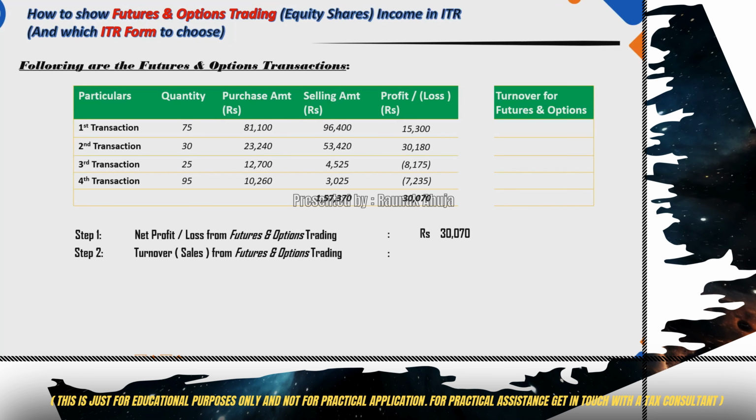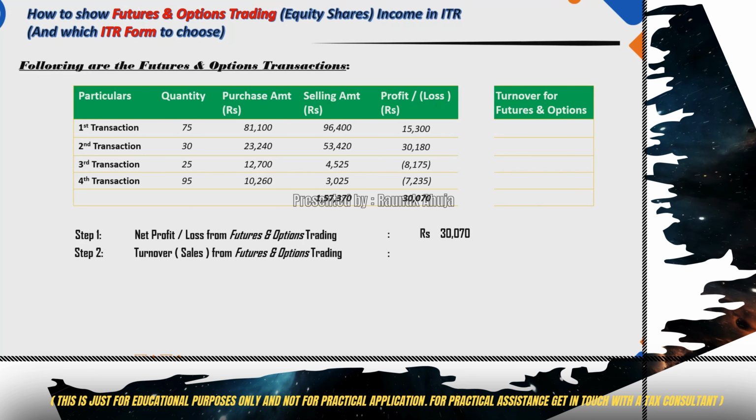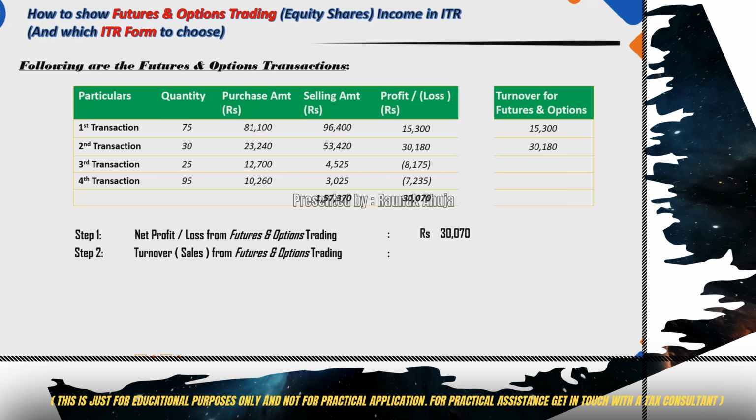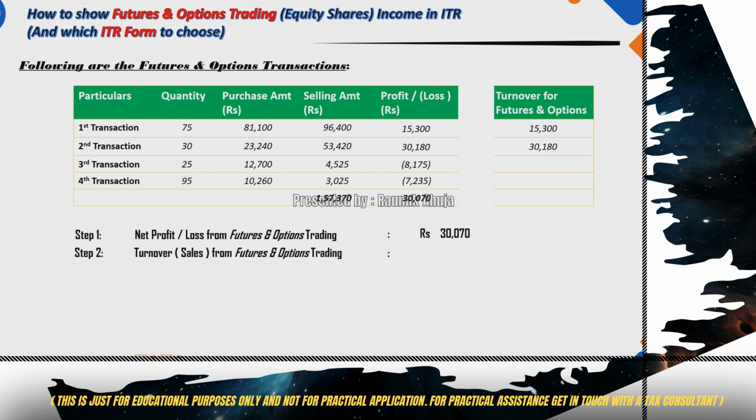In case of the first transaction, the profit that is earned is rupees 15,300. And thus, the turnover for the first transaction would be the absolute value of the profit earned, which means the turnover for the first transaction would be 15,300 only. Likewise, in case of second transaction, the turnover for the second transaction would be 30,180 only. Now, in case of third transaction, here again, the turnover would be the absolute value of the loss that was incurred.